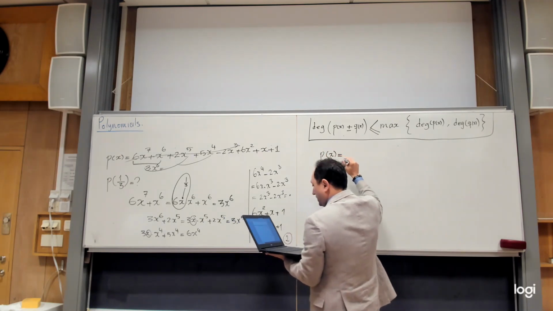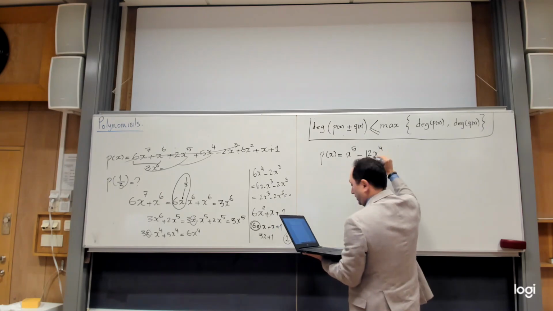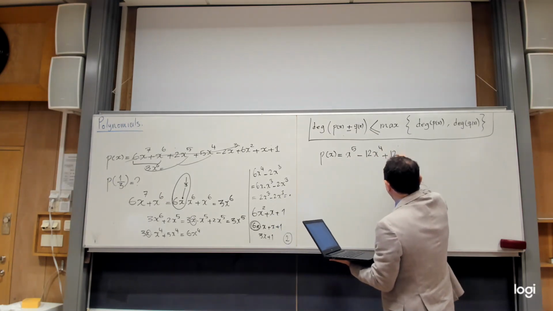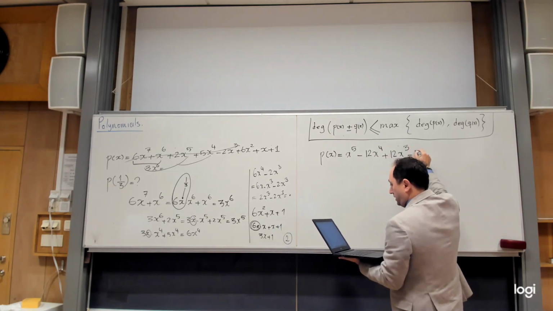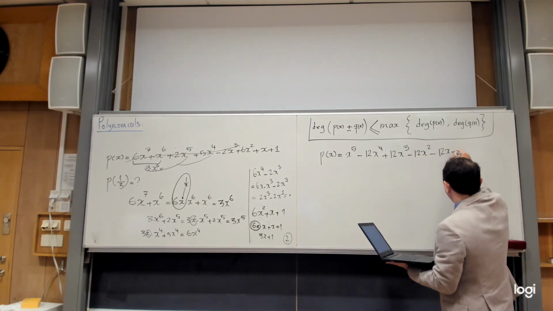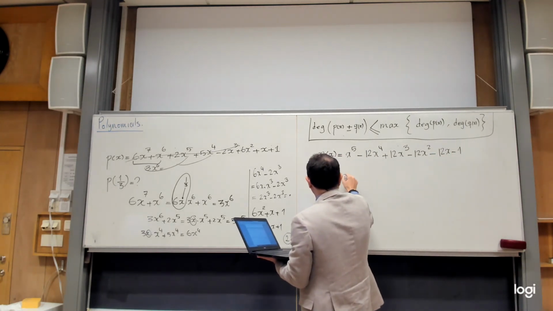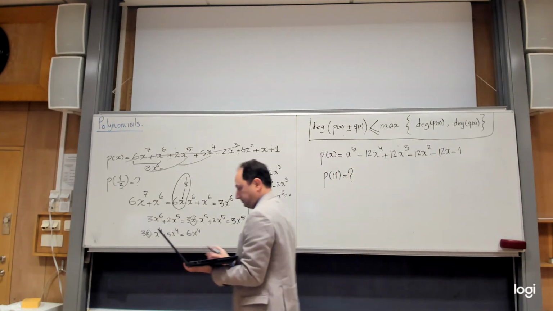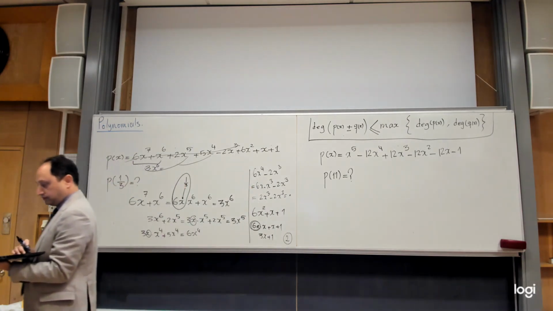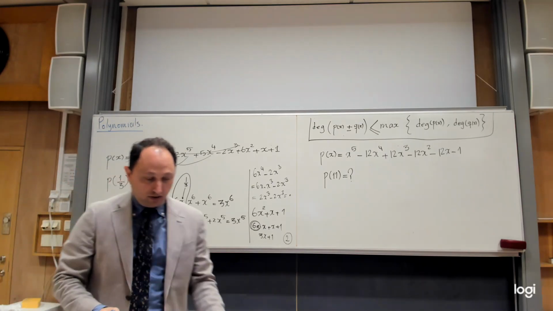P of x is equal to x to the power of 5 minus 12x to the power of 4 plus 12x to the power of 3, and then minus 12x. I'm sure that you learned the idea and you can solve this. Give me what is P of 11. Whoa. Without calculator, of course. So let me pause the video.